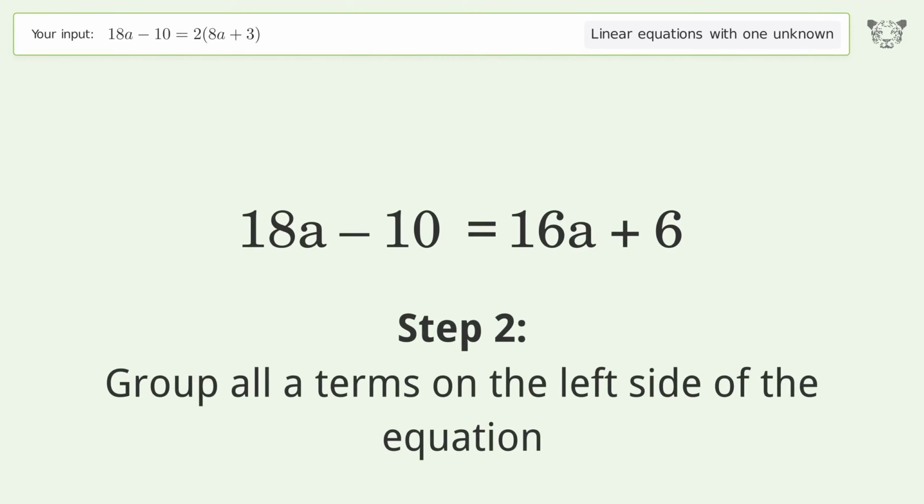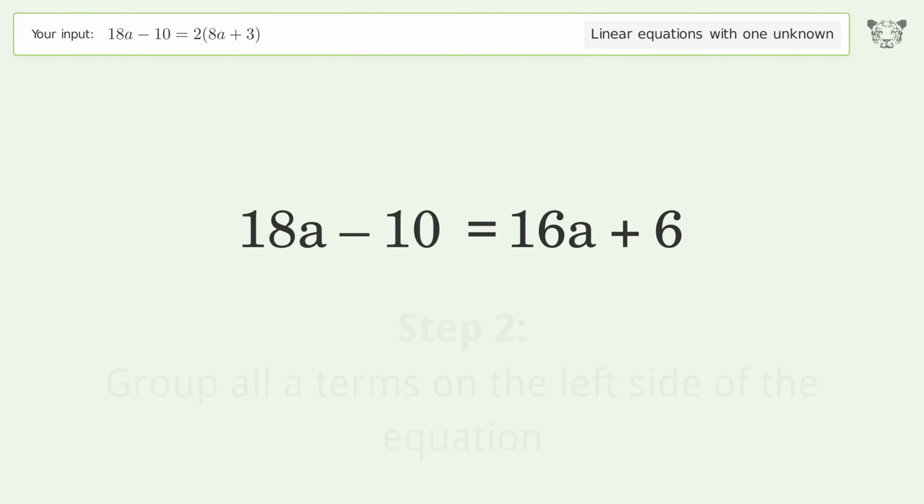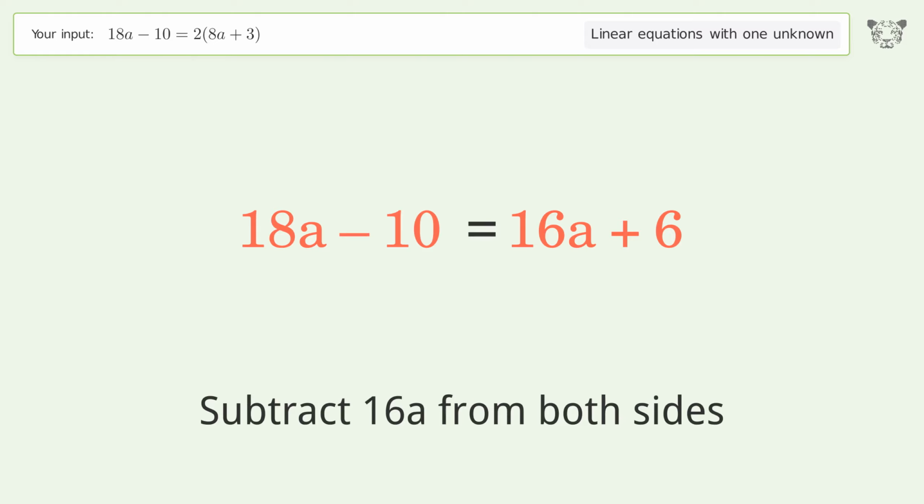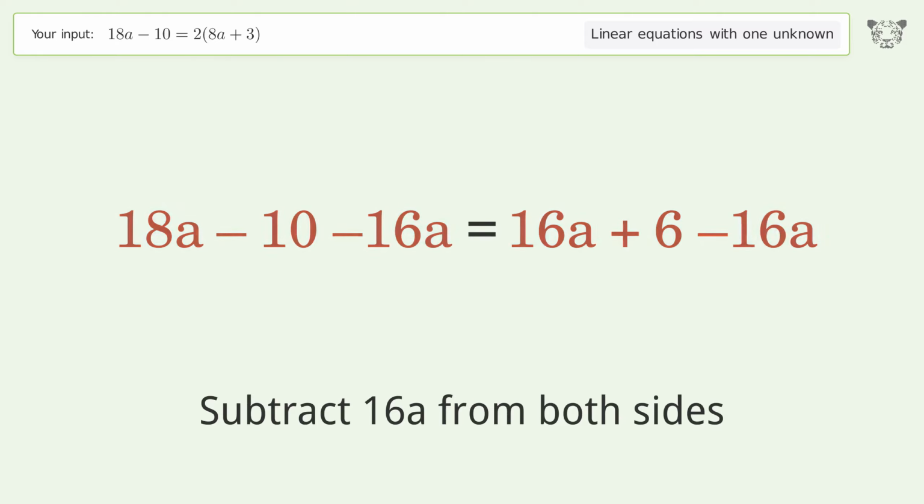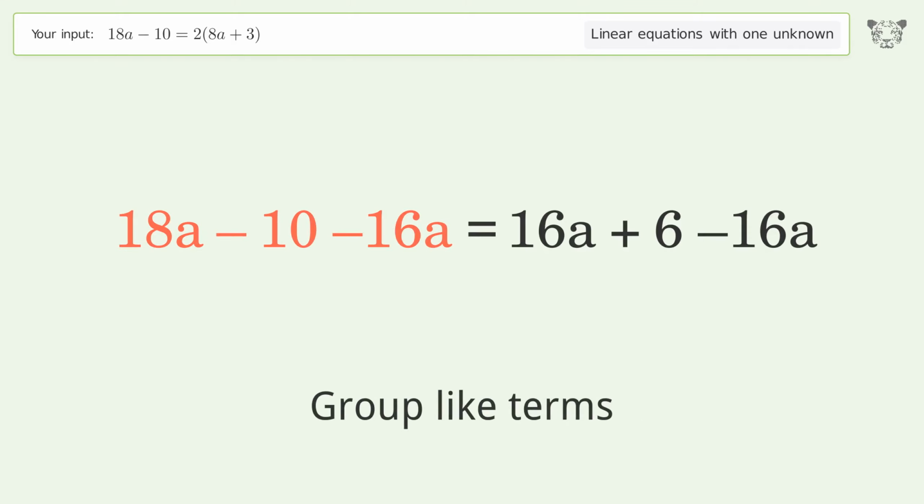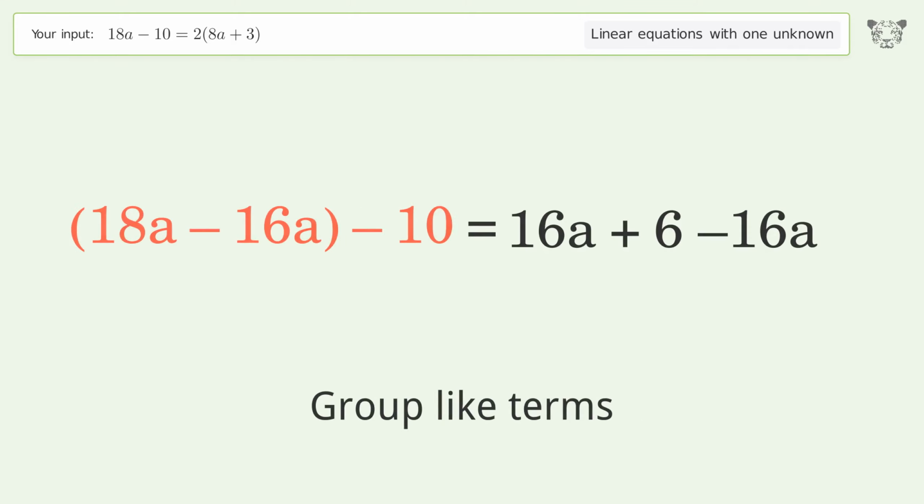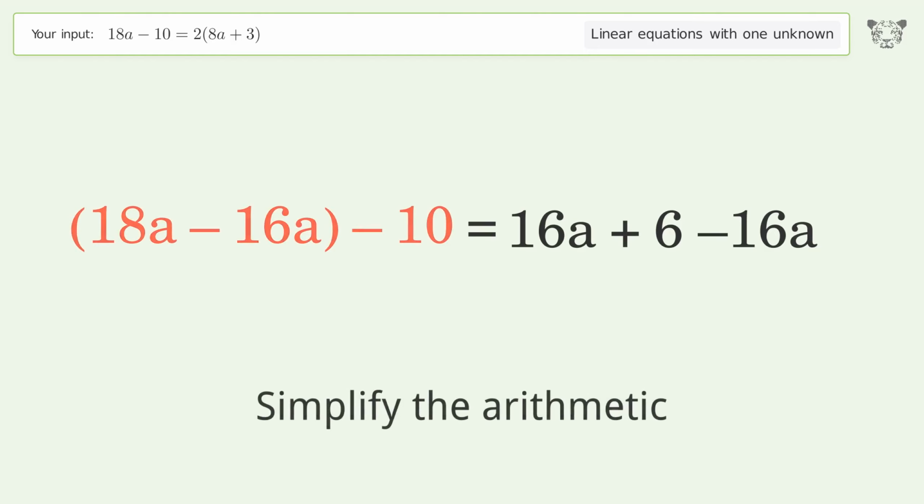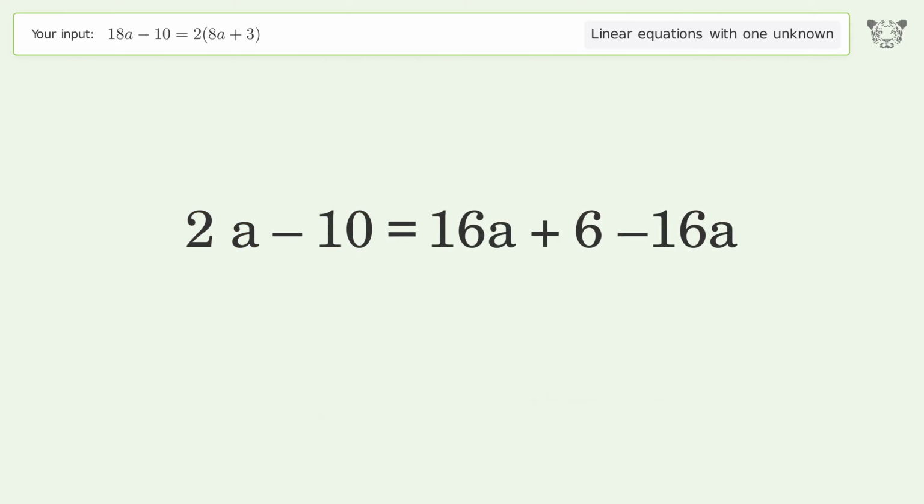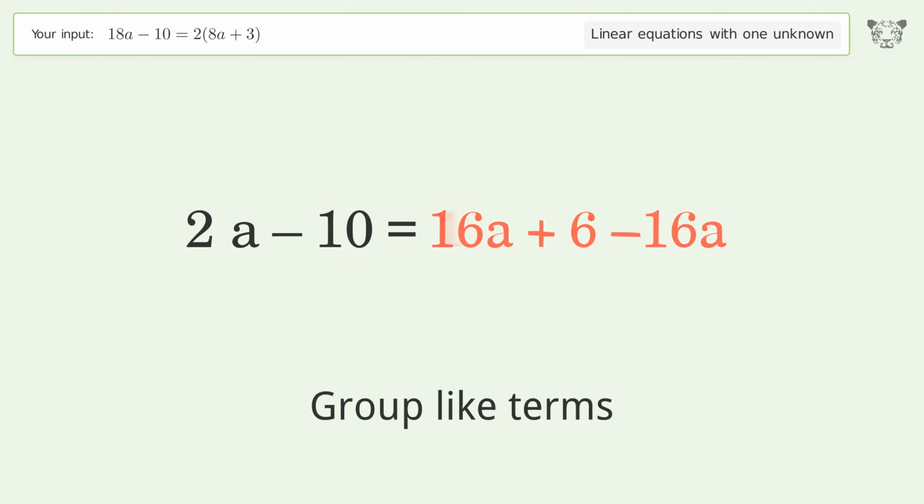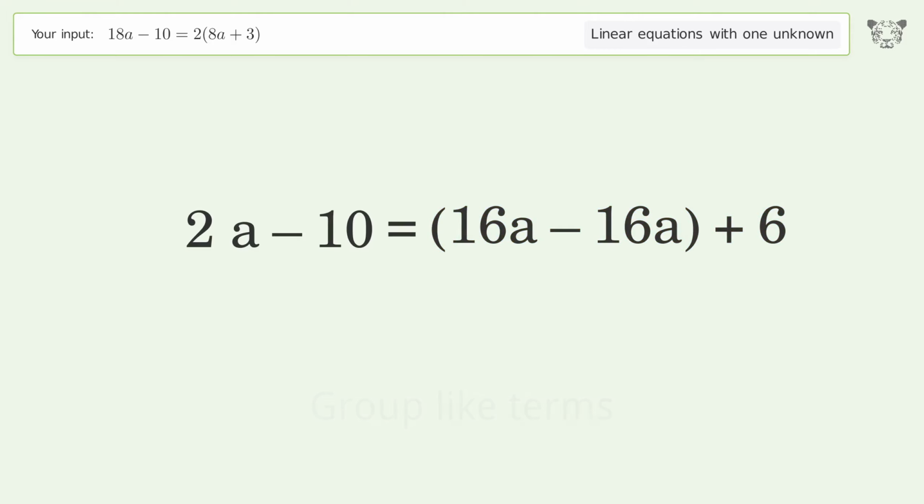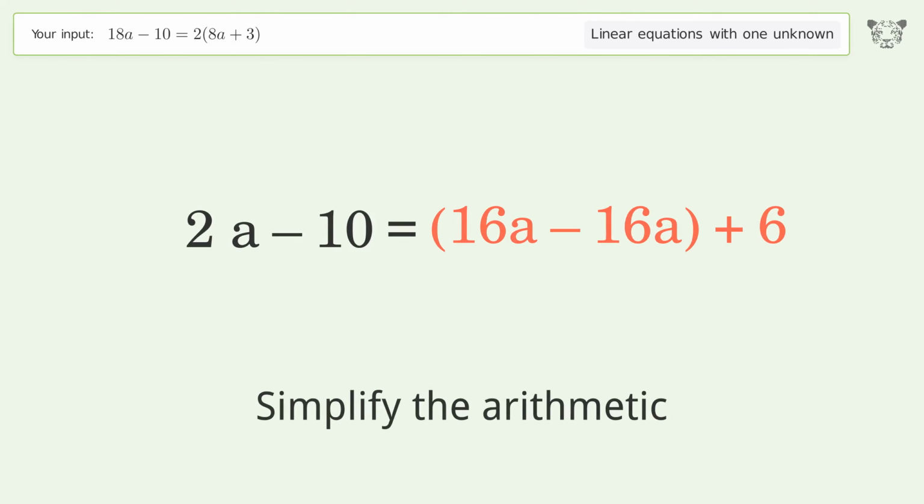Group all a terms on the left side of the equation. Subtract 16a from both sides. Group like terms. Simplify the arithmetic. Group like terms. Simplify the arithmetic.